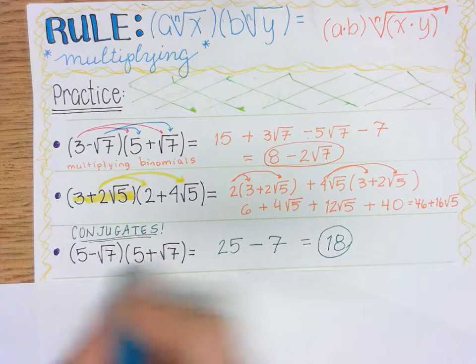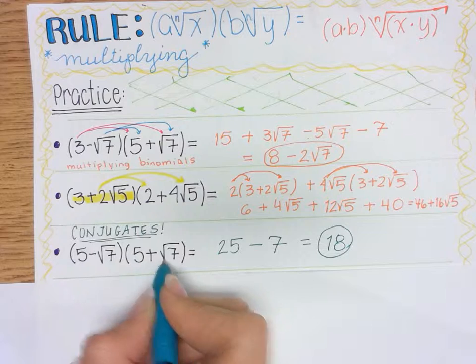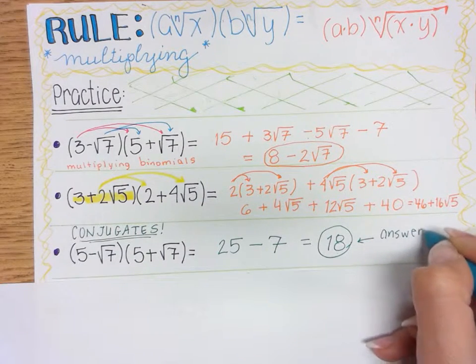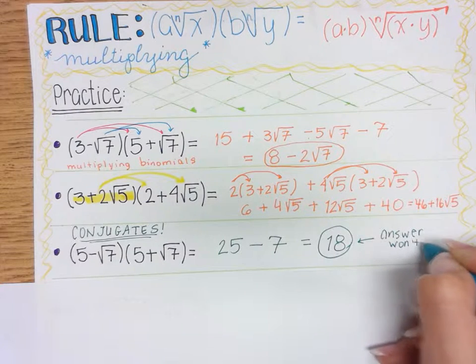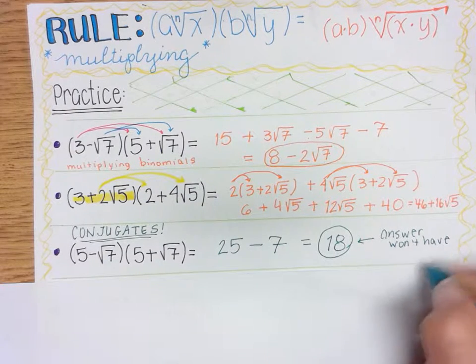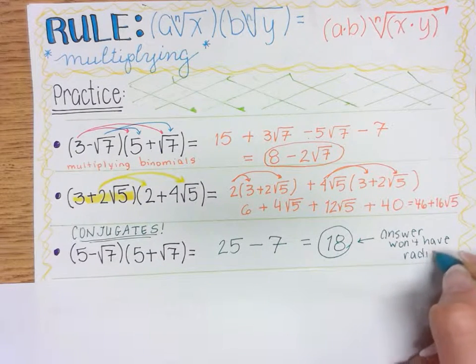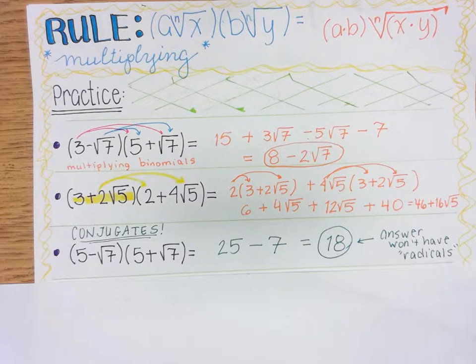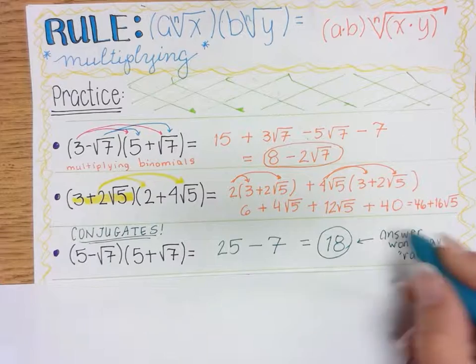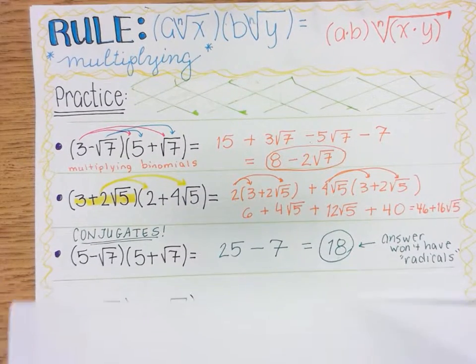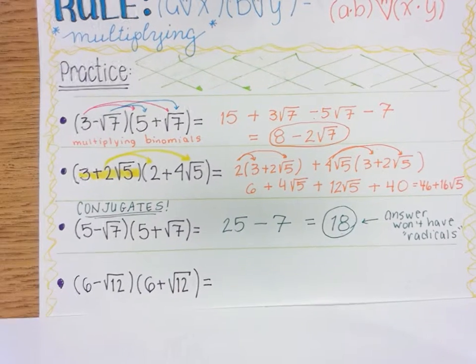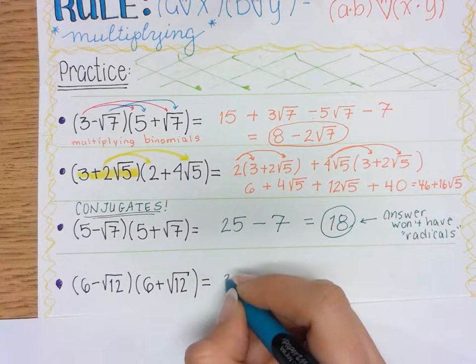So what's cool about multiplying conjugates with radicals? Your answer won't have radicals. Where did we do something like this before? Where did we multiply conjugates and get rid of some secret radicals? I'll tell you after the next example. Maybe think about that. Here's another set of conjugates. Maybe you're quicker at it this time.